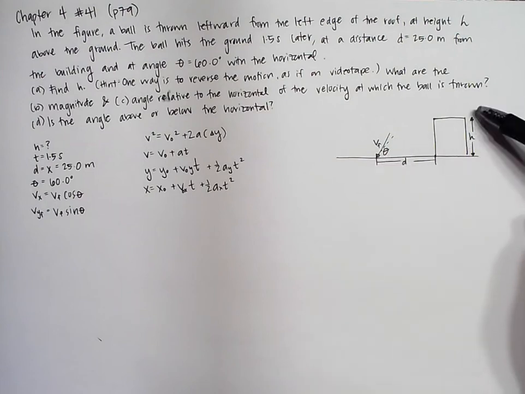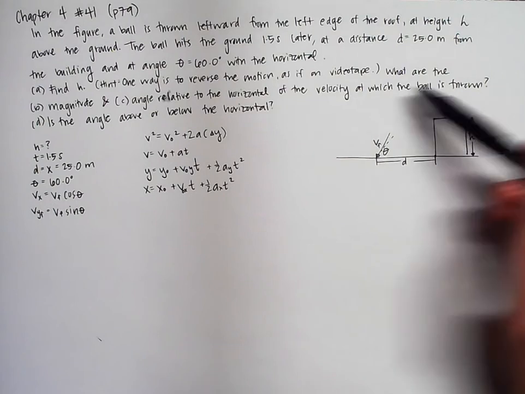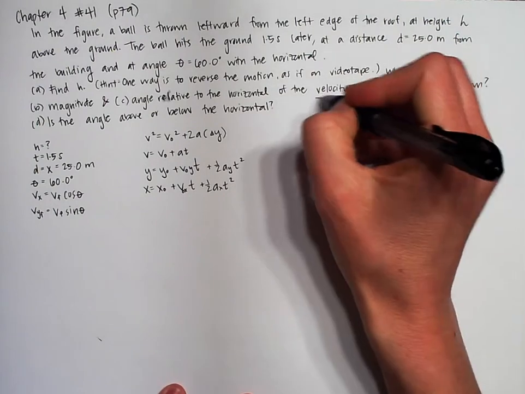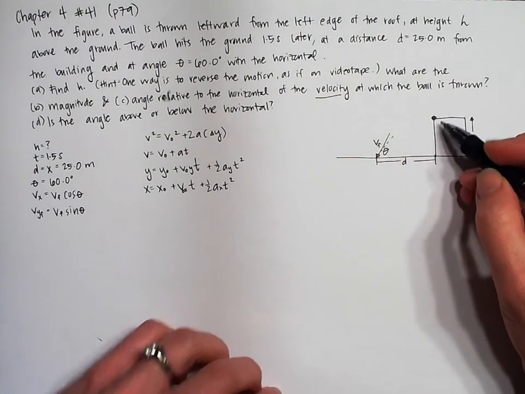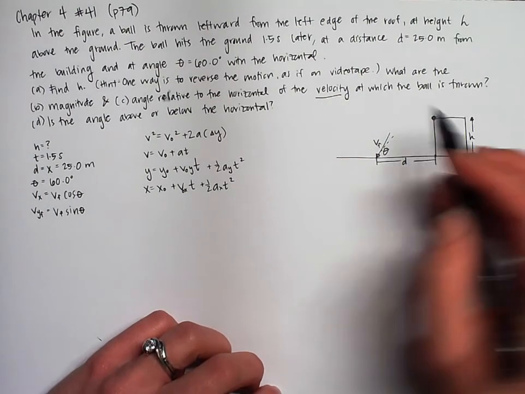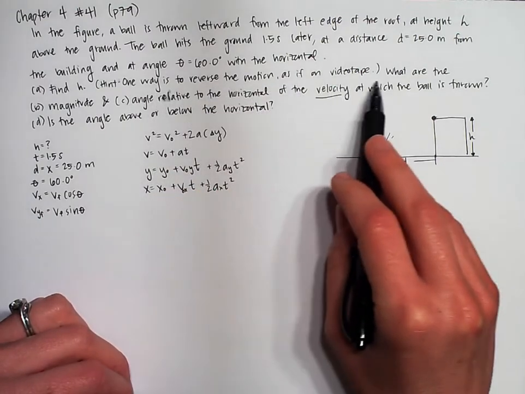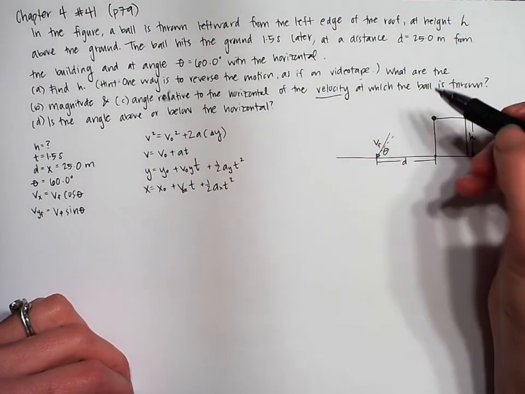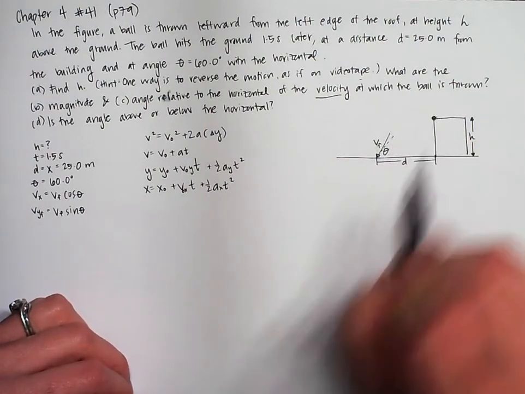So we have to find h, the height of the building, and then we have to find the magnitude and angle of the velocity at which the ball is thrown, from this point on the building. And is that angle above or below the horizontal? They give us a hint that one way is to reverse the motion as if on videotape, like we watch videotapes anymore. So pretending like this is the beginning and that's the end.